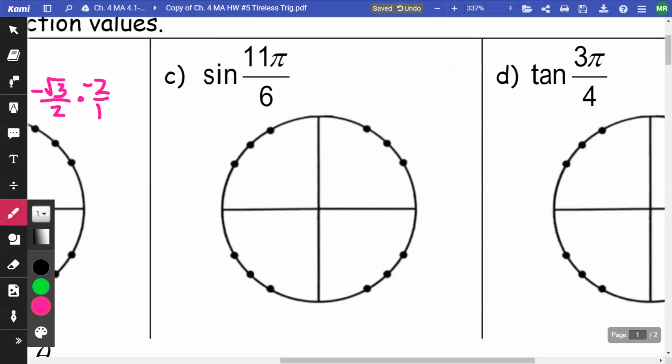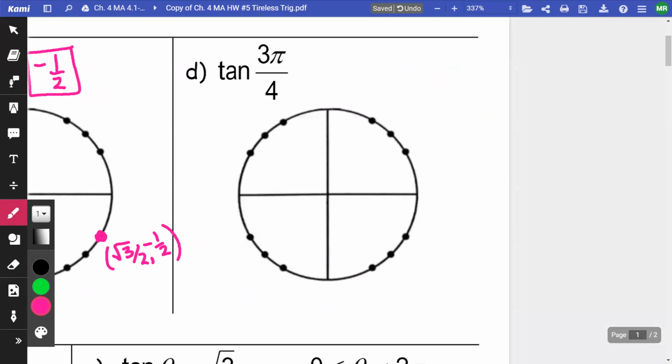On C, 11 pi 6 is going to be right here. And I'm going long, comma, short. So this is going to be a positive root 3/2, comma, negative 1/2. Sine is your y coordinate, so our answer is a negative 1/2.